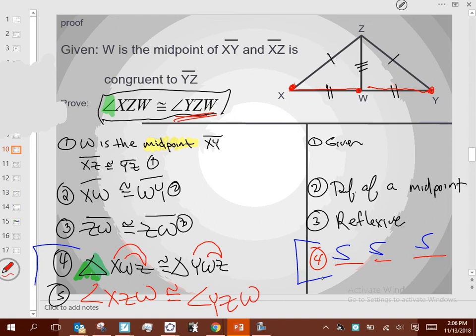Anybody know why? Good job. C. Corresponding parts of congruent triangles. So XZW and YZW are essentially matching parts from congruent triangles, right? And the matching parts, the corresponding parts from congruent triangles, have to themselves be congruent. That's what the definition of congruent triangles says. Okay? Is that all right with everybody?